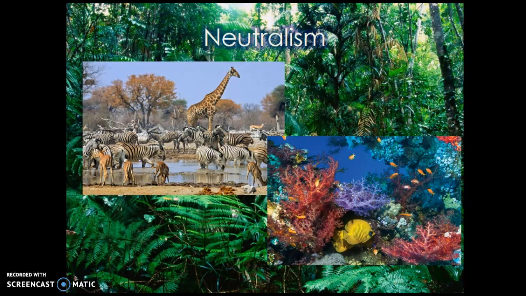Then we have neutralism. Neutralism is when both organisms aren't really benefiting or being harmed. Here's a watering hole out in the savanna, and you can see that there's at least 3 or 4 different types of animals in that picture drinking from the same water hole. But this zebra and this antelope right here aren't really in a relationship that's either harming or benefiting. They're just both there drinking the water from this watering hole.